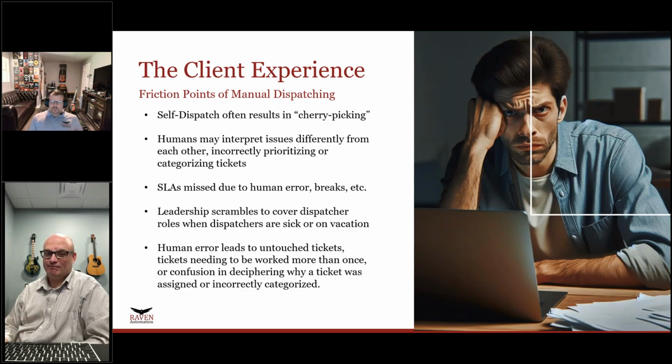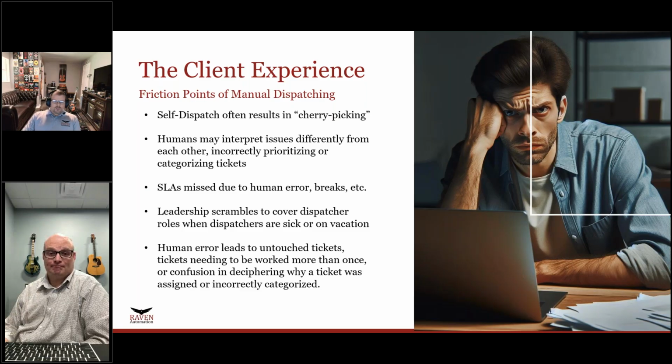And of course, that human error would lead to things like untouched tickets, tickets needing to be worked more than once, confusion in figuring out why a ticket was assigned the way it was, or incorrectly categorized, things of that nature. It leads to items simply not getting touched when they should be. Well, and this all leads to a compounding effect of a crappy day for your technician and not a good response to the customer. Both things you don't want.